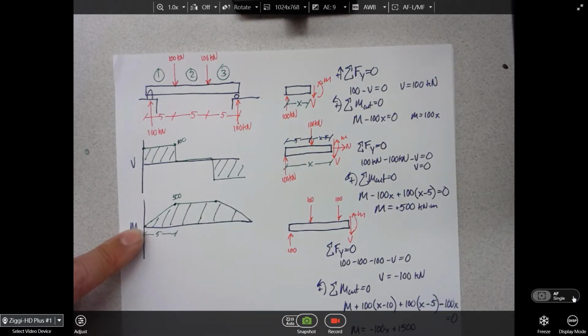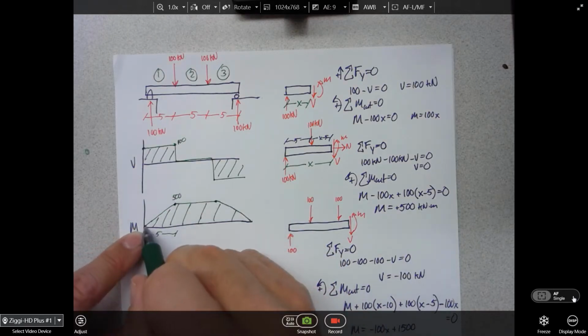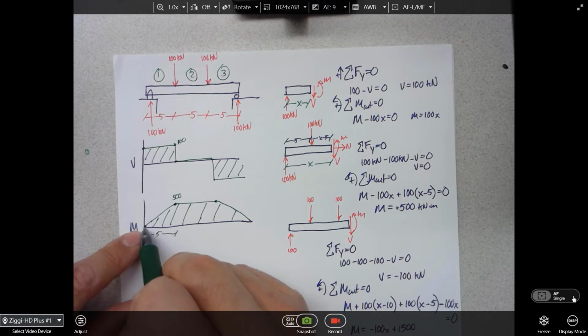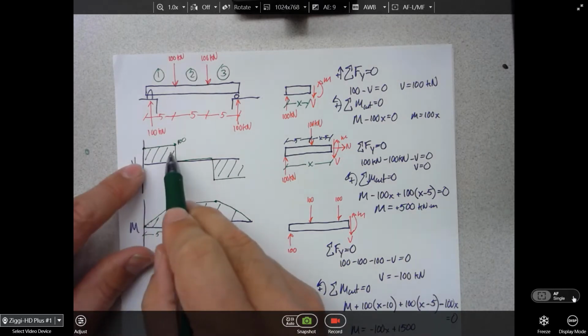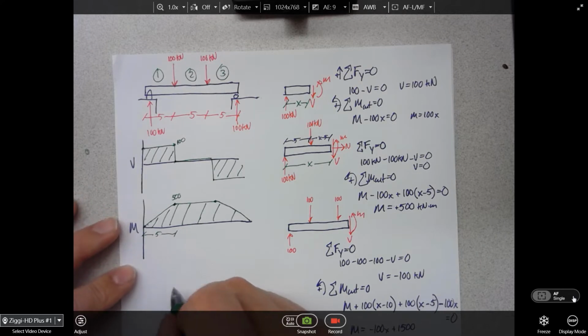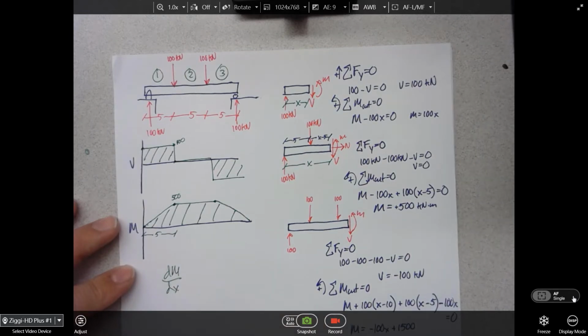Okay. How much did we change here? We went from 0 to 500. What's the area underneath the shear diagram? 500. So the change as you go across the beam is the area underneath the shear diagram. Okay, so let's put those in calculus terms, right? So the slope of the moment diagram, dM/dx, is just equal to the value of the shear.